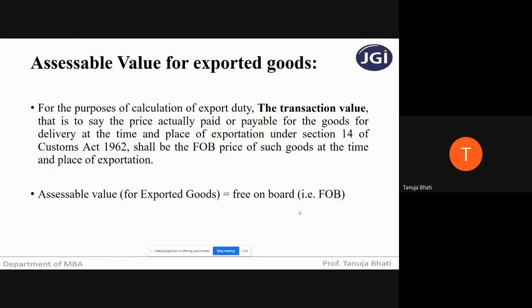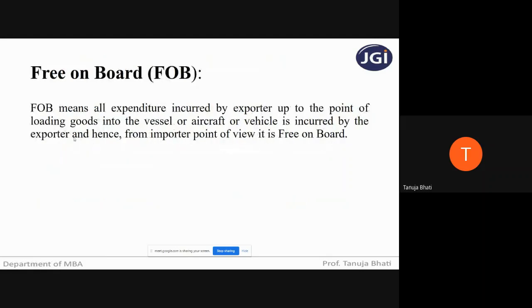Once it is left for exportation, once it crosses the territorial waters of India, whatever cost is there has to be ignored. So, in case of assessable value for exported goods, the transaction value is nothing but your FOB, that is free on board. Now, let us understand in case of exported goods, what is free on board? What do you mean by free on board?